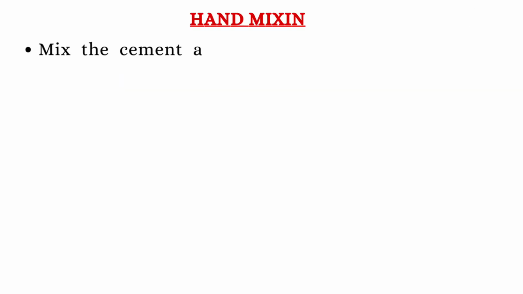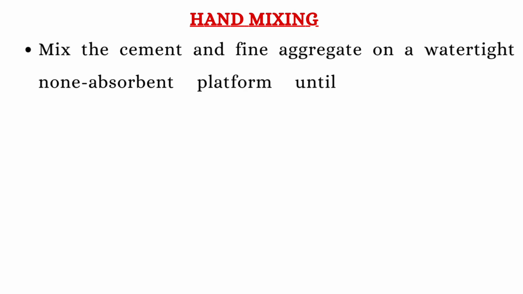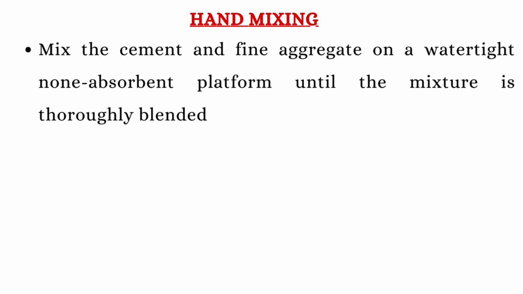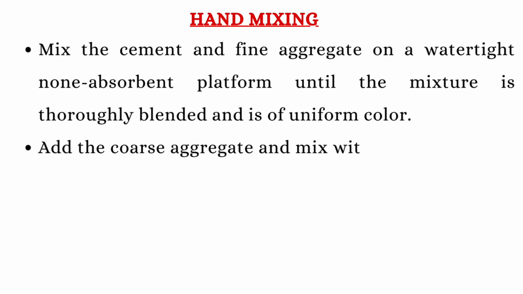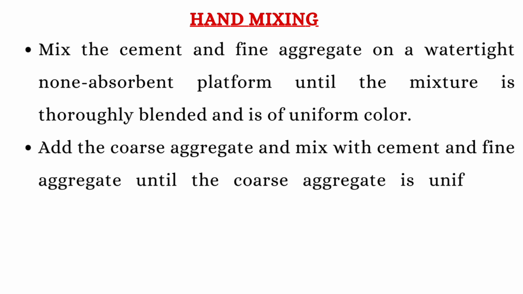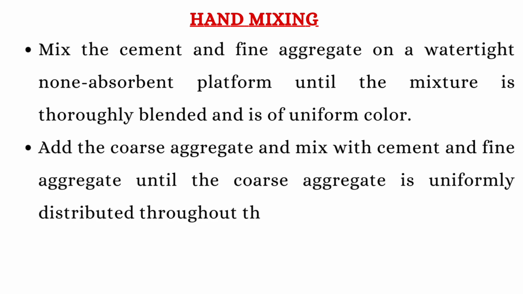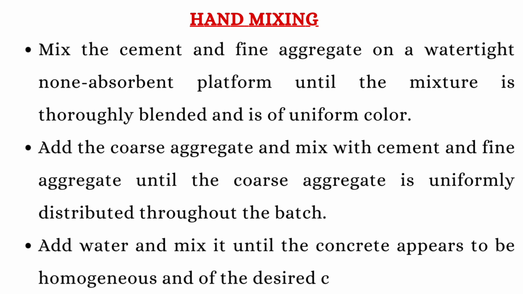Hand mixing. Mix the cement and fine aggregate on a watertight non-absorbent platform until the mixture is thoroughly blended and is of uniform color. Add the coarse aggregate and mix with cement and fine aggregate until the coarse aggregate is uniformly distributed throughout the batch. Add water and mix it until the concrete appears to be homogeneous and of the desired consistency.